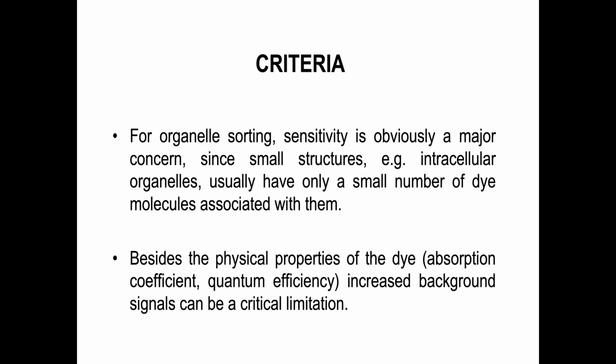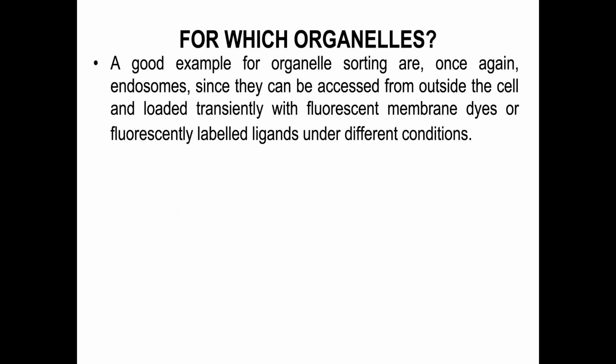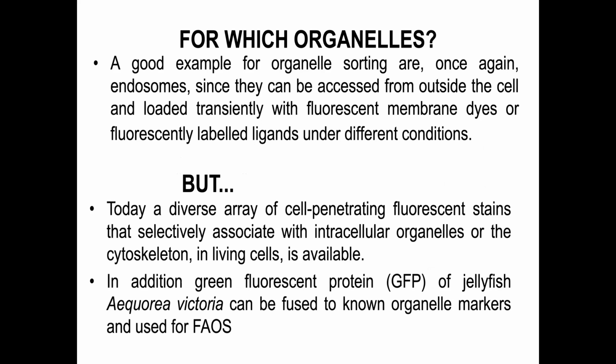And therefore, these different metabolic states, with the production of different amino acids, can cause autofluorescence. So for which organelles can you use that? Again, of course, endosomes, because you access them from outside and can load them transiently with fluorescent membrane dyes or fluorescently labeled ligands under different conditions. But you have many cell-penetrating live cell dyes available.